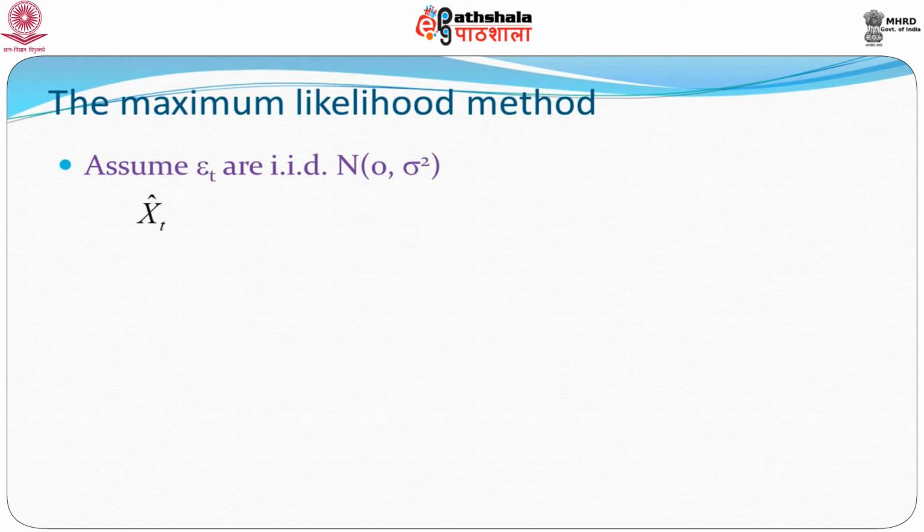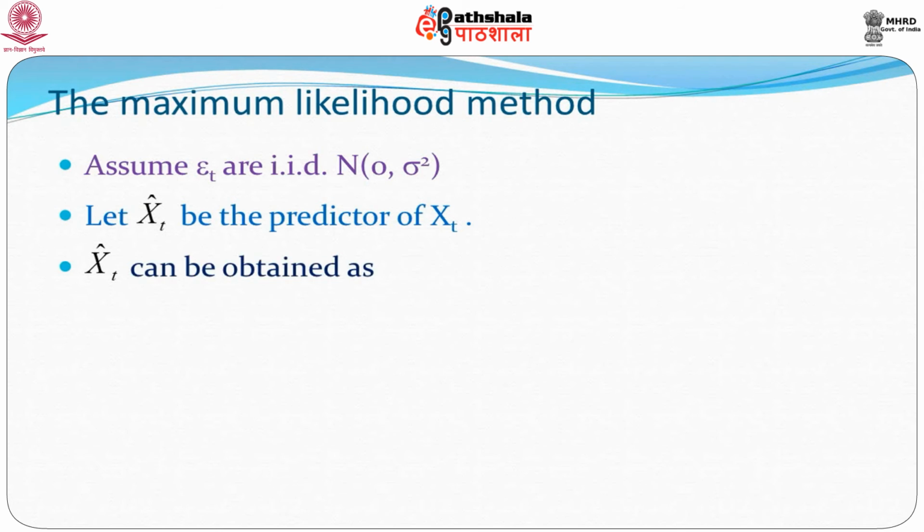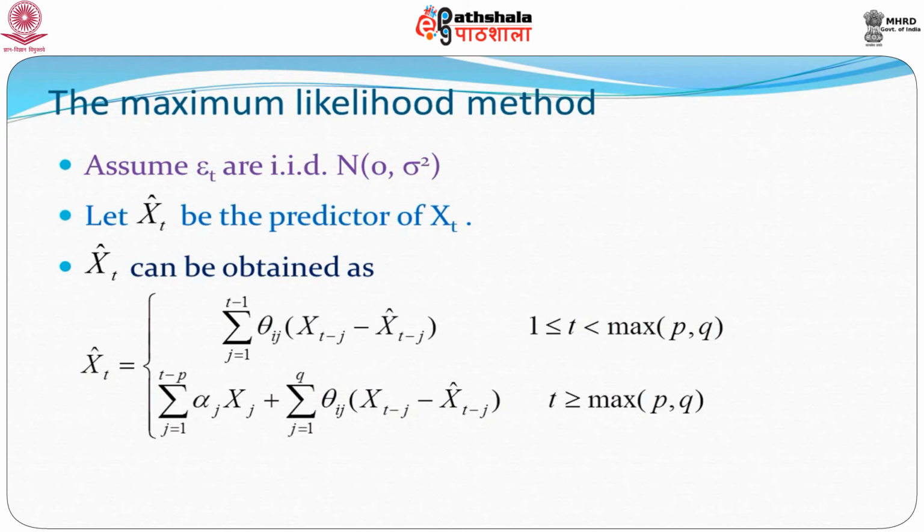In that case, let us consider the predictor y_t hat of y_t. Now, y_t hat can be obtained as some combination of the past residuals. So, y_{t-j} minus y_{t-j} hat are basically the residuals at the (t-j)th step, and we take a linear combination of these using theta_{ij}'s as the coefficients, and y_t hat can be shown to be written in terms of these past residuals.